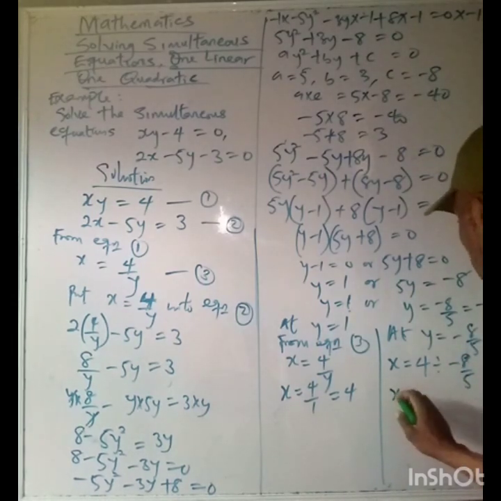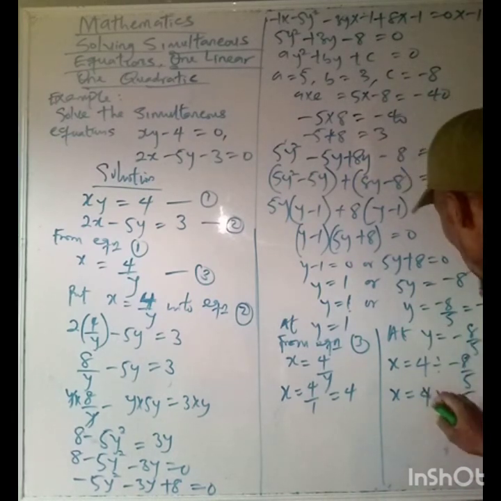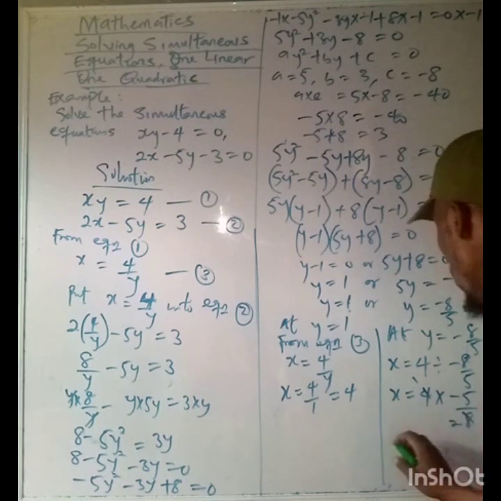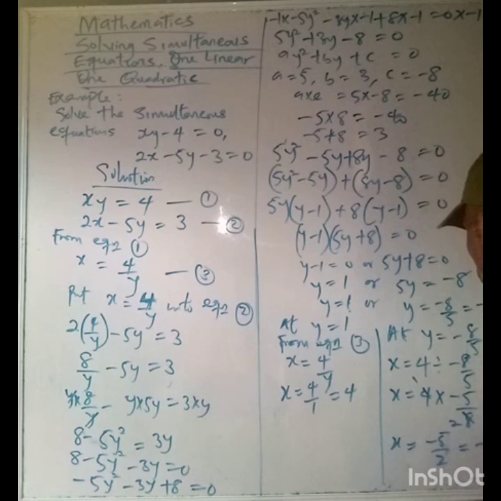Then we have x equals 4 times, this will go up, this will come down, minus 5 over 8. And 4 goes into 4 one time, 4 goes into 8 that's 2. So x equals minus 5 over 2, which is equal to minus 2 whole number 1 over 2.